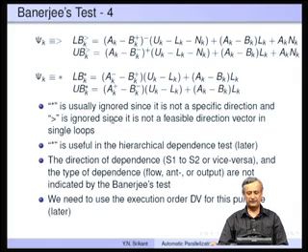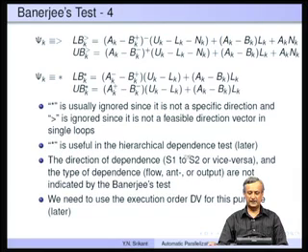If it is a singly nested loop or even a doubly nested loop, without the use of a hierarchical dependence test, this star is useless. We are going to see the hierarchical test a little later. So, star is usually ignored if it is not a specific direction, and greater than is ignored since it is not a feasible direction vector in single loops. So, we are really going to have only the less than and equal to direction vector components.